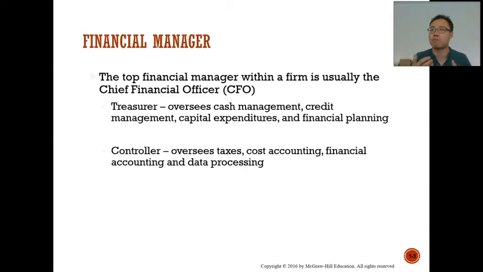So this is a very technical position, CFO. So as a treasurer, the CFO needs to oversee the cash management, credit management. Credit is the debt that you borrow from the credit providers. Also, as a treasurer, the CFO needs to oversee the capital expenditures, where to invest the money. The capital expenditures usually include, for example, the PP&E, the plants, the properties, and the equipments. So the net PPE is accumulation of the past capital expenditures.